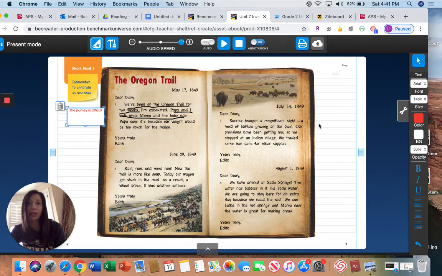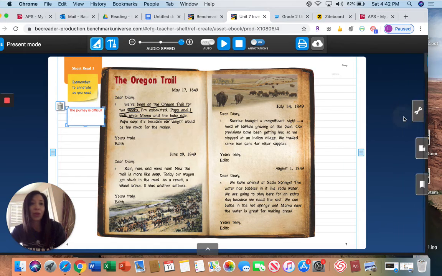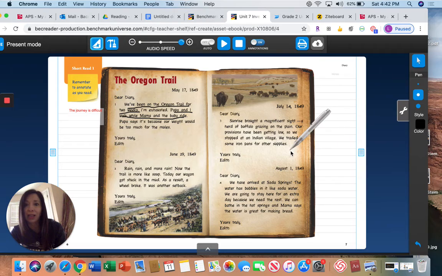Okay, so I can see a lot is happening now in June. They're experiencing a lot of rain. It's raining a lot. And it says the trail is more like soup. That detail really helps me visualize that, because I know it's not actually like soup, but that makes me realize that the trail is probably very muddy. And this next detail I'm going to underline, the wagon got stuck in the mud.